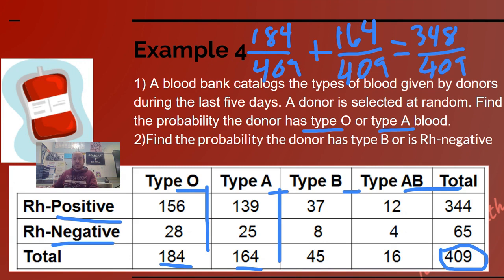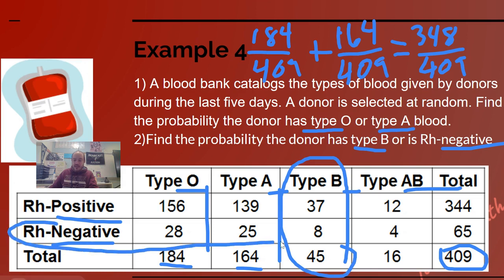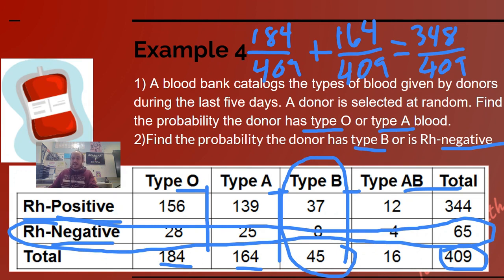Let's take a look at number 2. Number 2 says that we're looking for type B and we're looking for negative. So in that case, I am looking at type B stuff, which would be right here. And I am looking at my Rh negative, which would be this whole row right here. So in that case, let's take a look. We have 409 still total. Out of the B, I would have a total of 45 people. Then out of my negative, I have 65 total there. So I'll add that 65.